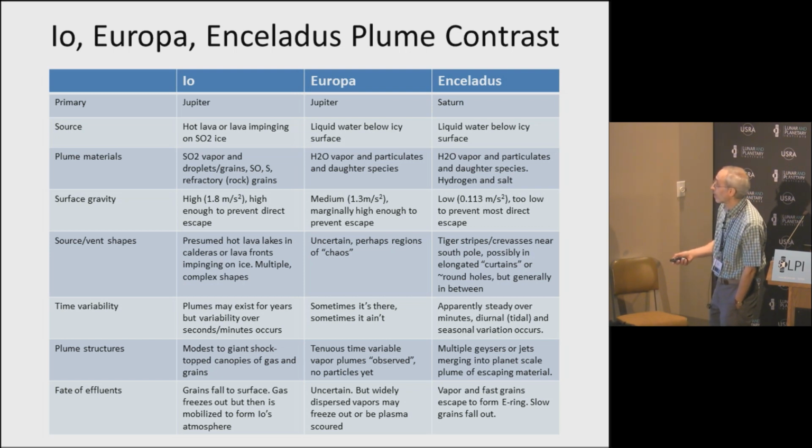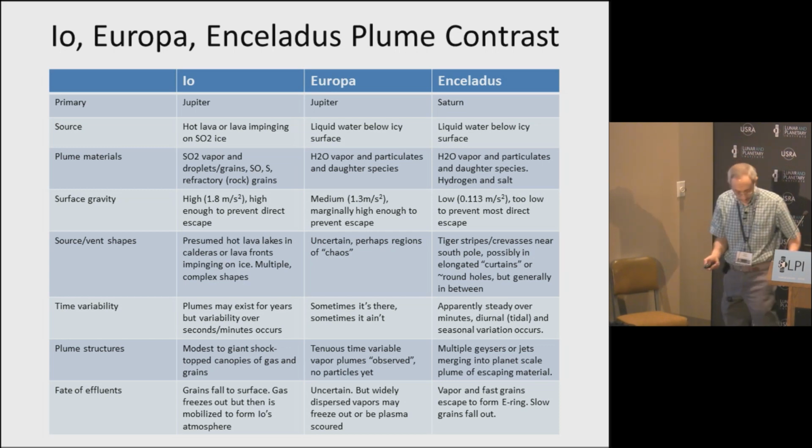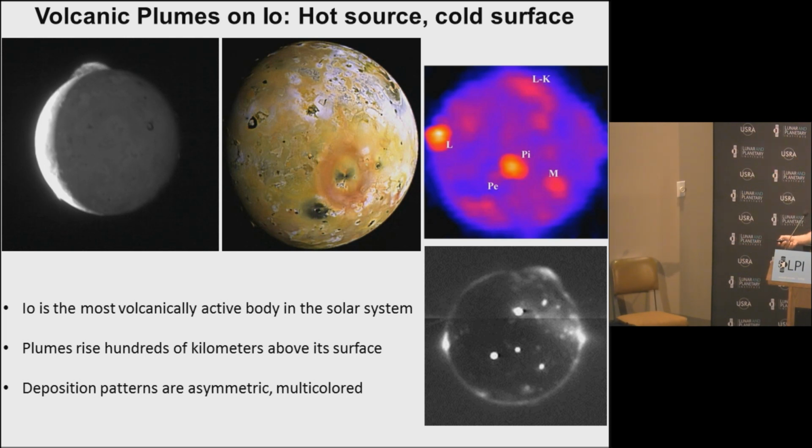And the fate of the effluents on Io. They rise, they fall, but then the volatiles revolatilize and form Io's atmosphere. On Europa, it's not obvious what happens to those effluents. On Enceladus, all the gas essentially, and many of the grains escape. Some of the grains fall back. Let's talk about Io. That's a cool movie of the Tvashtar plume.